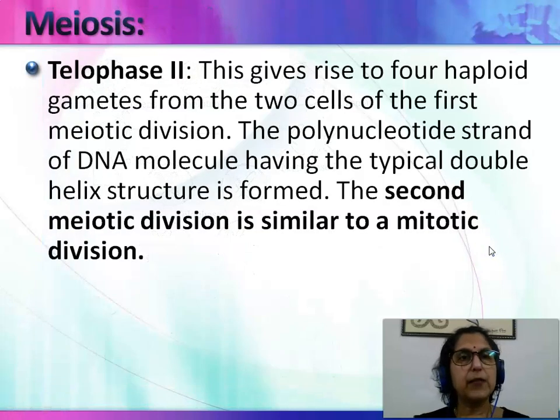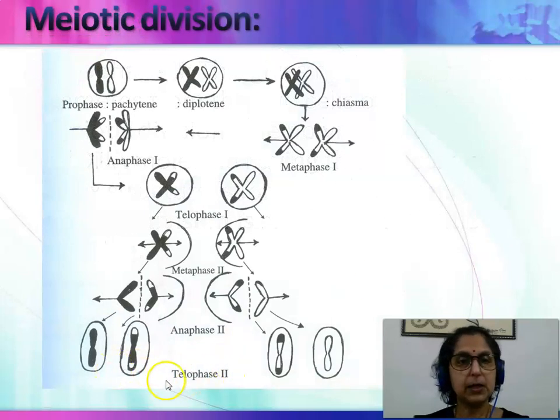Finally, the telophase 2. This gives rise to 4 haploid gametes from the 2 cells of the first meiotic division. The second meiotic division is similar to a mitotic division. That's what we see here in telophase 2, where we have the 4 daughter cells which are formed and each of them is haploid in number.